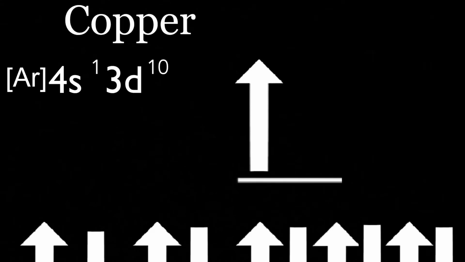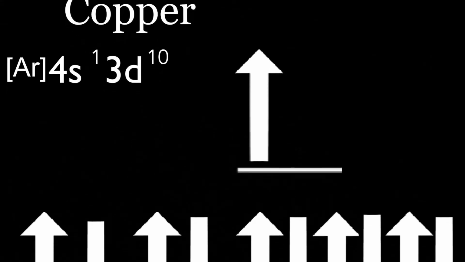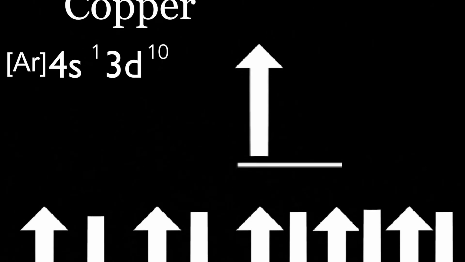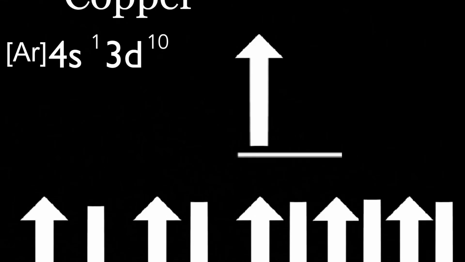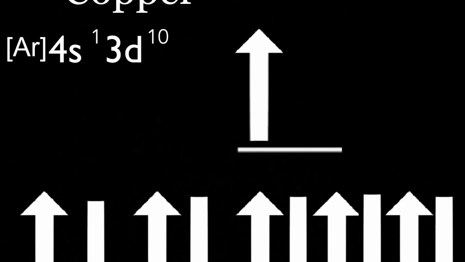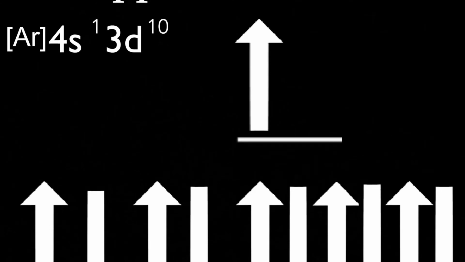The electron configuration for copper is, in brackets, argon, 4s1, 3d10. This is what the orbital notation looks like. The principle I'm going to be explaining for this configuration is the Pauli exclusion, which states that there cannot be more than 2 orbitals in a shell, and they have to be opposite spins.